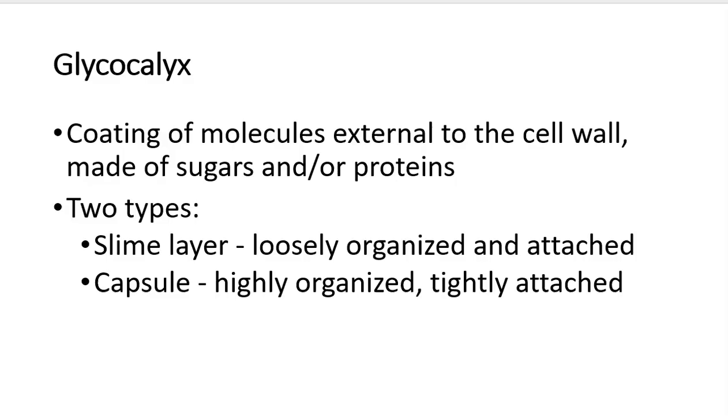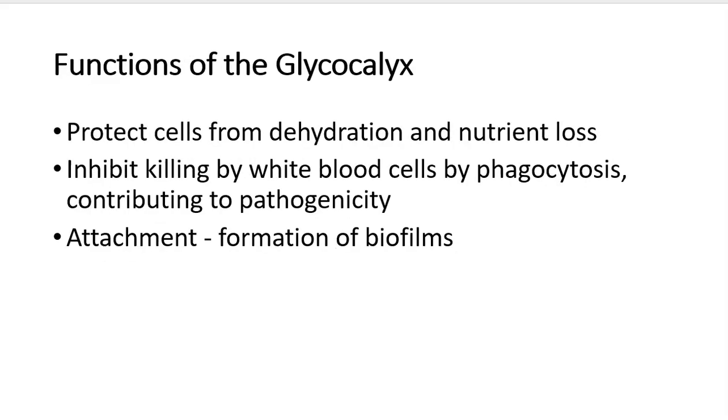Okay. Again, the glycocalyx is a coating on the outside of the cell wall. There are two types. One is called a slime layer, which is very loose, and a capsule, which is very tight. Both of them protect the cells from dehydration and nutrient loss. The interesting thing about a slime layer is it's slippery.